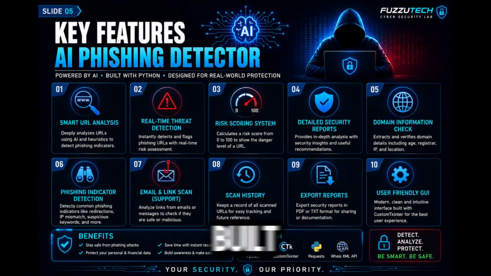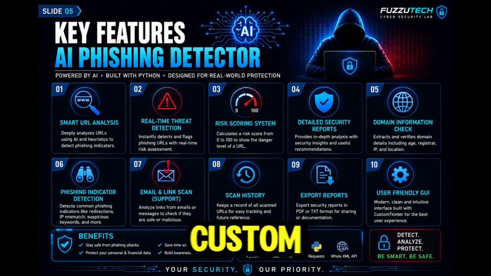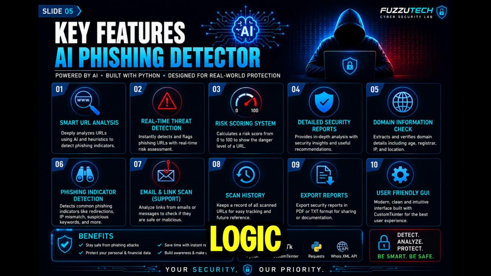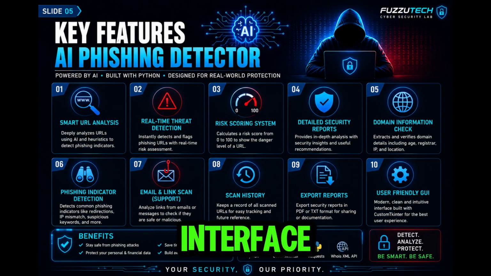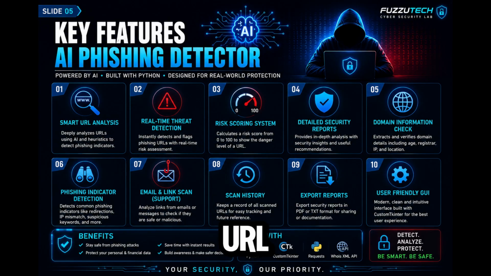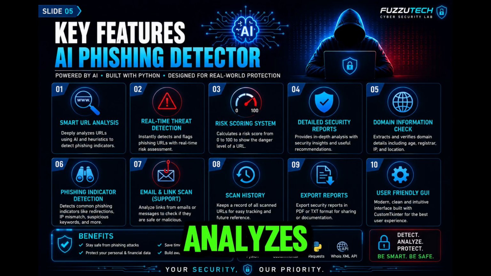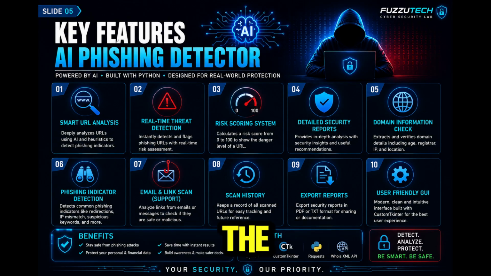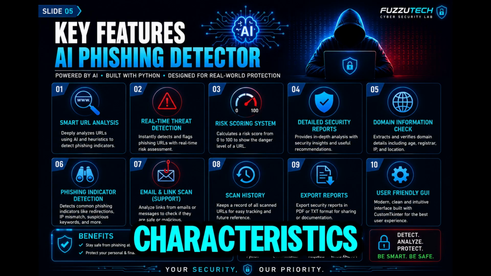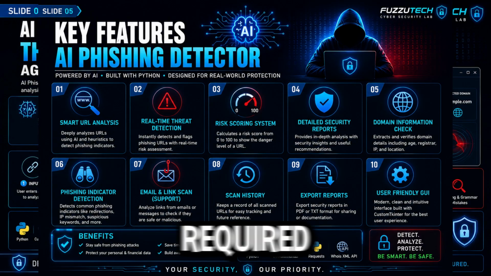This project is built using Python and CustomTkinter. Python handles the detection logic, while CustomTkinter creates the modern cybersecurity interface. The URL parse module analyzes URL components. The IP address module detects direct IP-based links, and pattern matching helps identify suspicious characteristics. No API key is required.